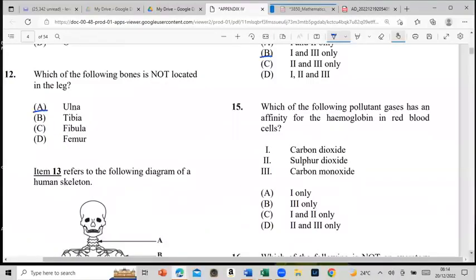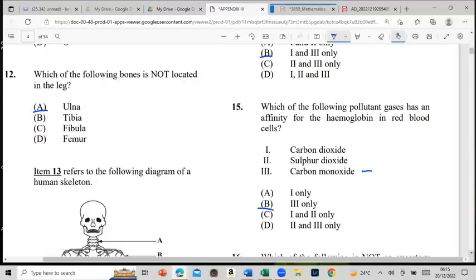Which of the following pollutant gases has an affinity for hemoglobin in the red blood cell? 1, carbon dioxide, sulfur dioxide, and carbon monoxide. So read again, which of the following pollutant gases has an affinity for the hemoglobin in the red blood cell? And that would be carbon monoxide. So 15 would be.